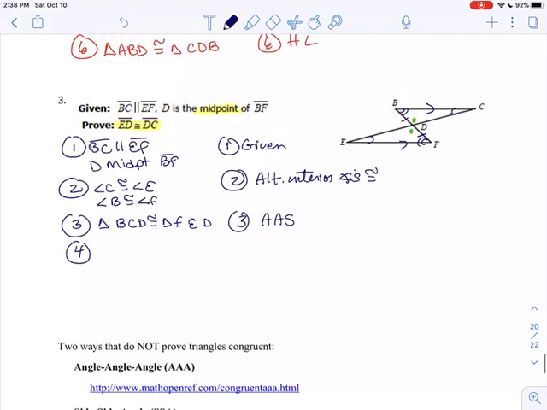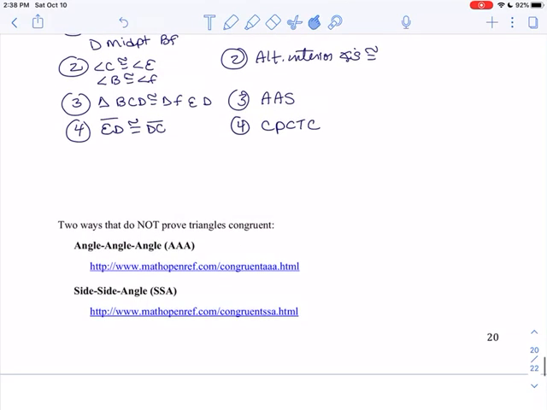But I'm trying to prove that ED is congruent to DC. Remember, first I prove the triangles are congruent, and then I can say any of those corresponding parts are congruent. So ED is congruent to DC, and the reason is CPCTC. Corresponding parts of congruent triangles are congruent.